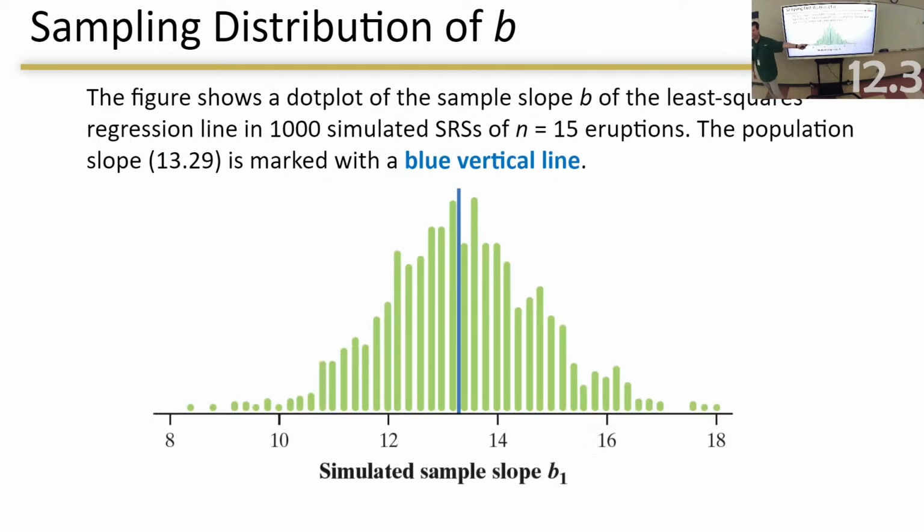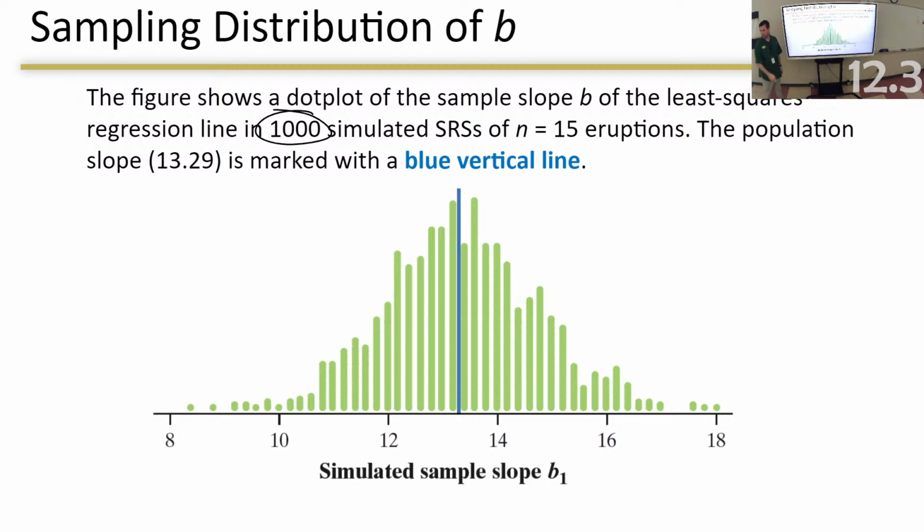This happens to be the sampling distribution for the slopes. Actually, let me rephrase that. It's not the sampling distribution. It's a distribution of samples. Okay, 1,000 of them. The blue line is the population line.